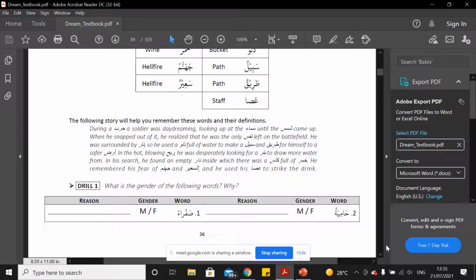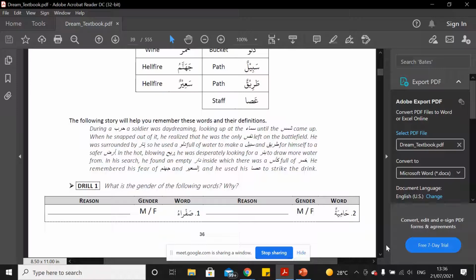In the hot, blowing rih, wind, he was desperately looking for a bi'r, well, to draw more water from. In his search, he found an empty dar, a house, inside which there was a ka's, a cup, full of khamr, alcohol, wine. He remembered his fear of Jahannam and Sa'ir, hellfire, and he used his asa, stick, to strike the drink.